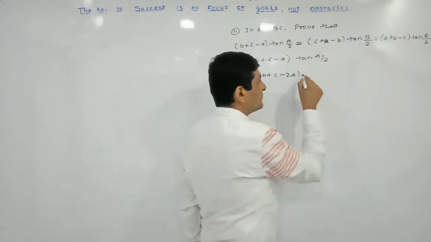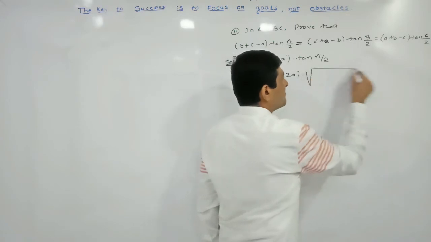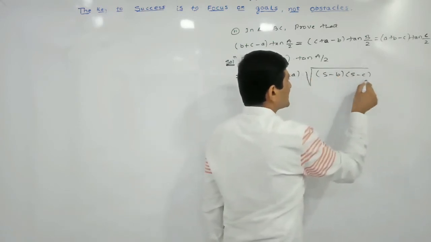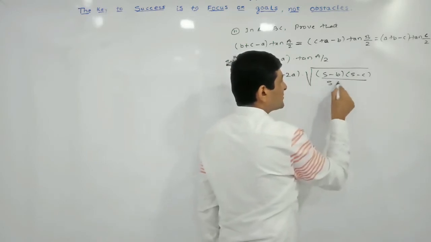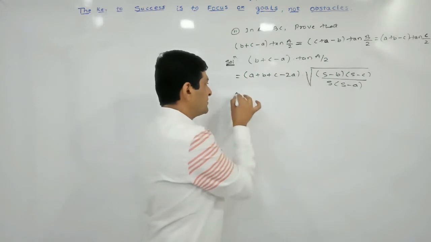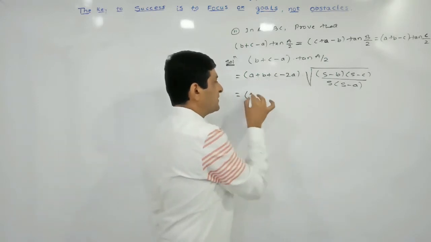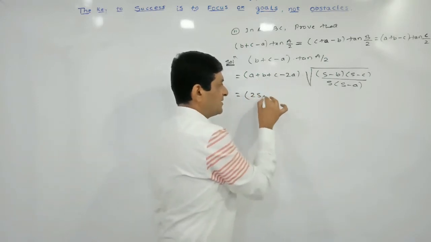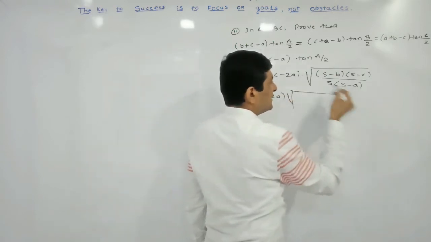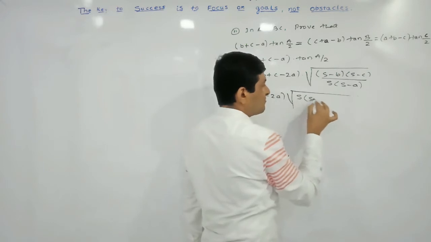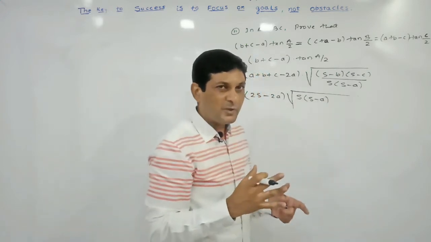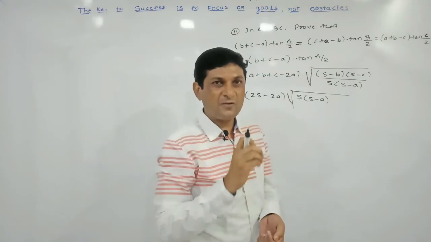According to the half angle formula, the value of tan A by 2 is equal to square root of S minus B into S minus C divided by S into S minus A. Okay, let us simplify it. So which is equal to, A plus B plus C can be replaced by 2s, minus 2A, keep it as it is, and here in the numerator I am multiplying by S into S minus A, so that we are able to get a formula of the area of triangle ABC.